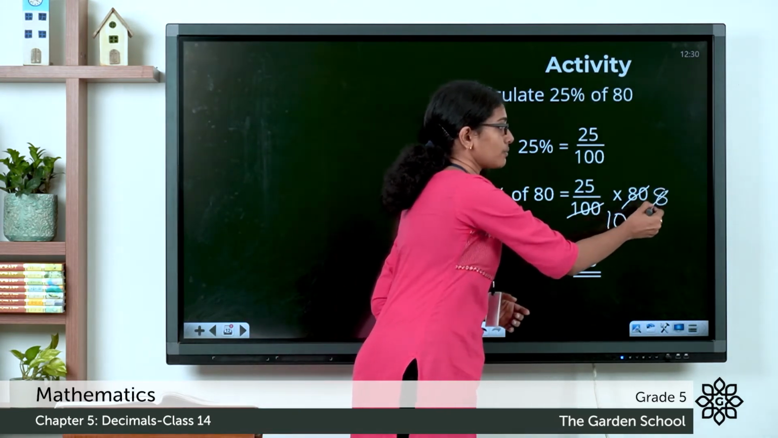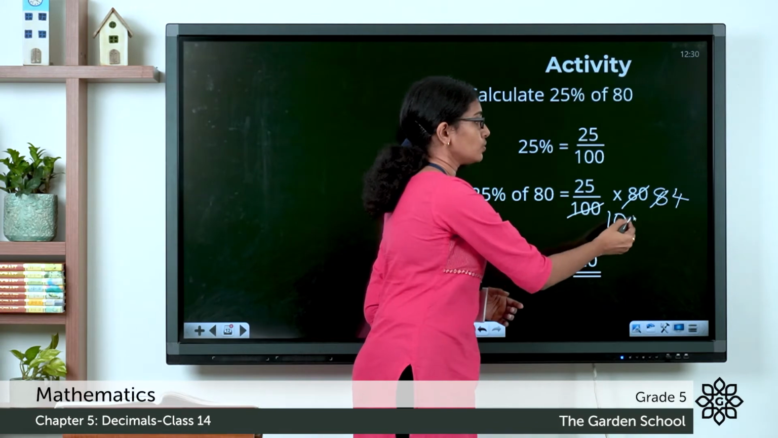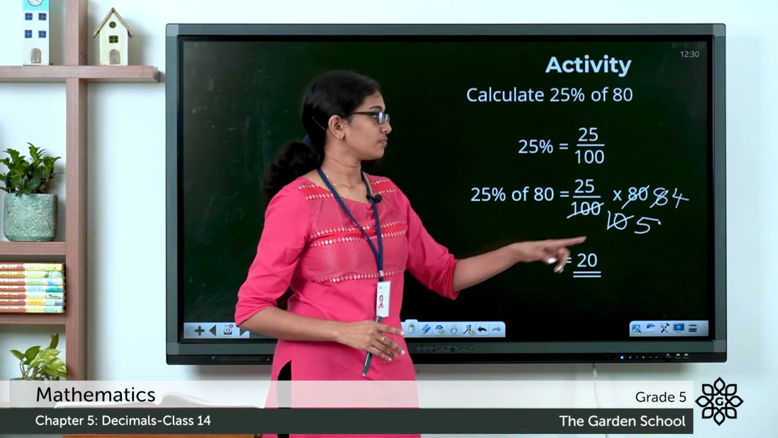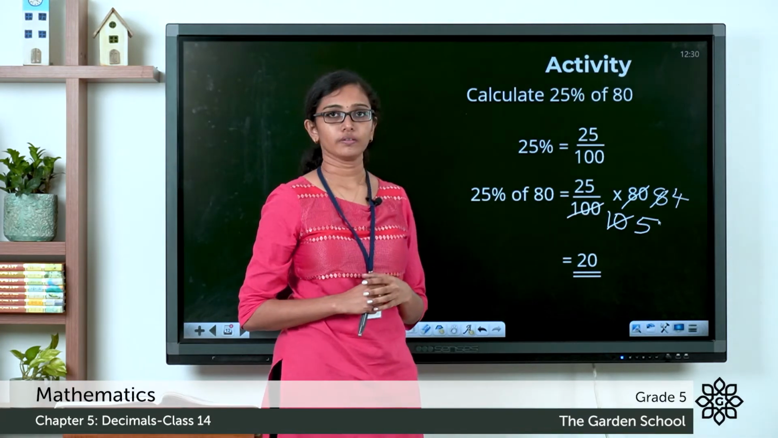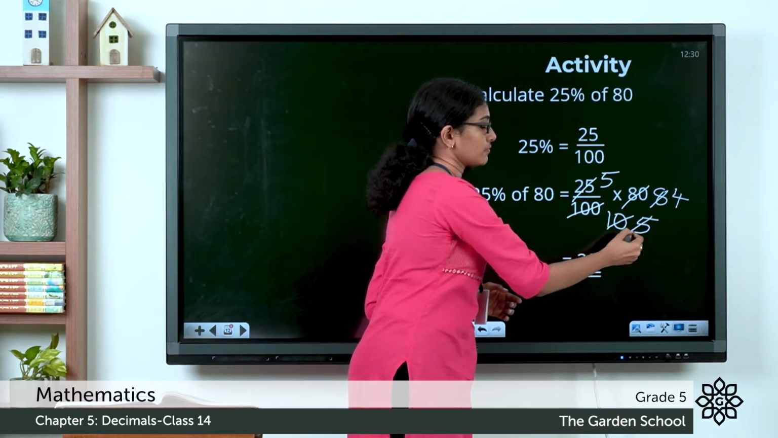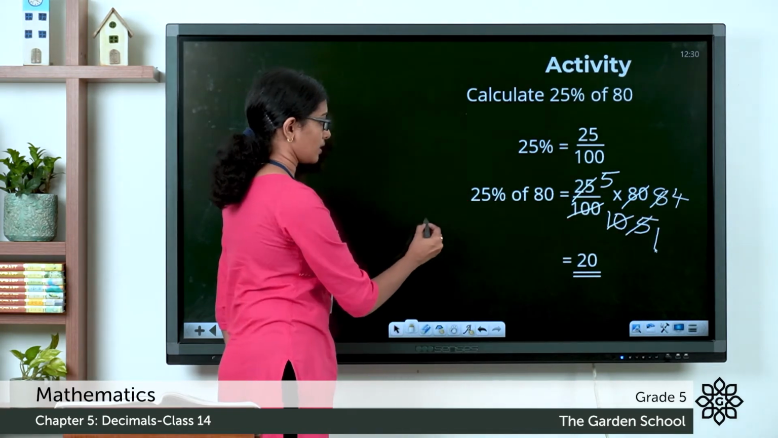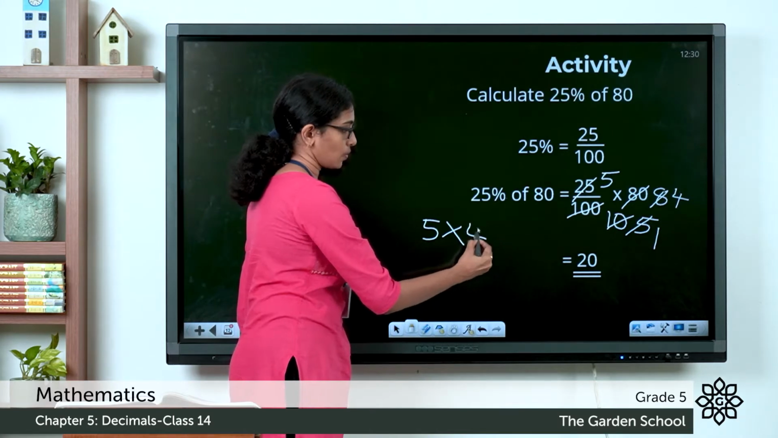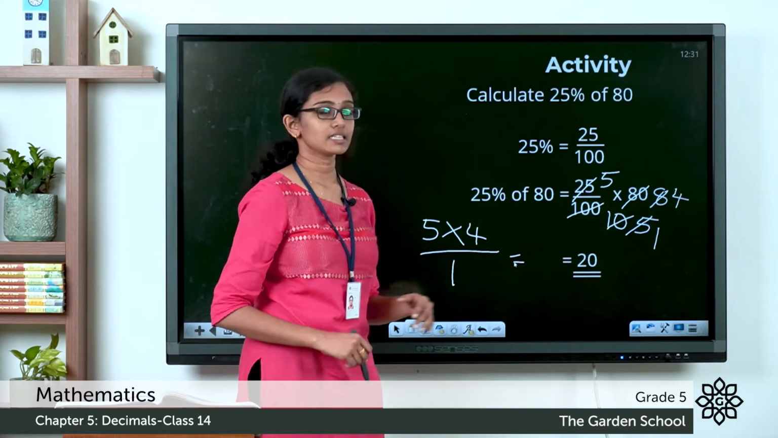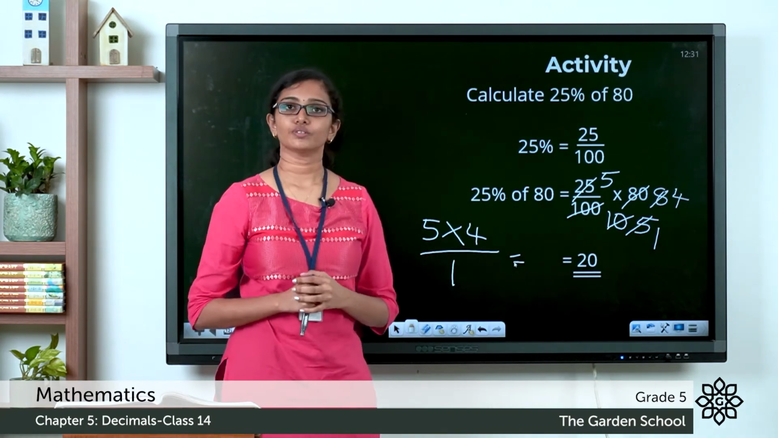Here we got a 25 and 10 and here we got 8 and 10. We can again cancel out common factors. Here 8 can be divided by 2 to give you 4 and 10 can be divided by 2 to give you 5. Now 25 and 5. 5 is a common factor for 25 and 5. Again cancelling out, 25 divided by 5 is 5 and 5 divided by 5 is equal to 1. So now it is 5 into 4 by 1, which is equal to 5 into 4, 20 by 1 and that is equal to 20. Hence, 25% of 80 is equal to 20.